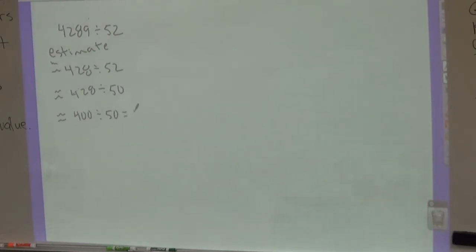400 divided by 50 is equal to 400 divided by 10 divided by 5. That is going to be 40 divided by 5, and that equals 8. So our first estimate in the solve step will be 8. 8 in the what place?